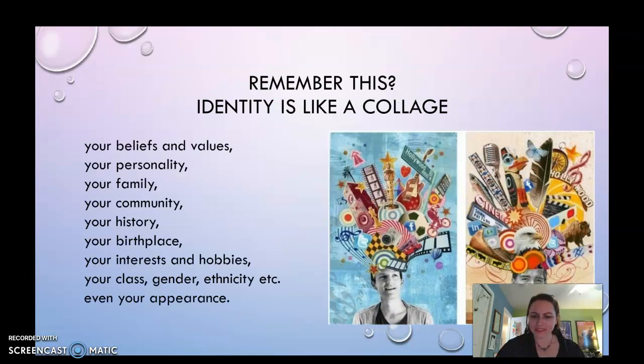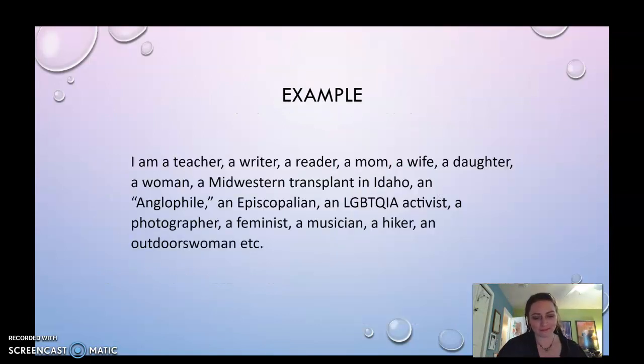Remember this from the first research assignment, the research assignment series introduction, the last video? Identity is like a collage consisting of your beliefs, your values and personality, your family, your community, your history, your birthplace, your interests and hobbies, your class, gender, ethnicity, and even your appearance. All of these pieces of you converge to make one you, one whole you.